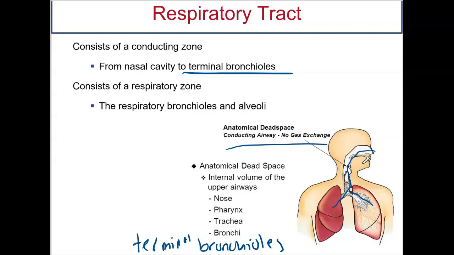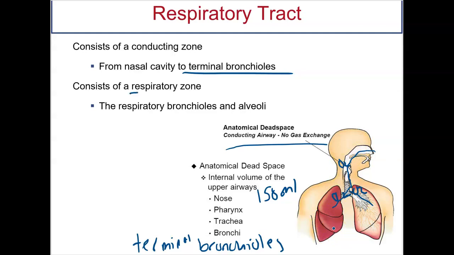So the conducting zone is important. It helps to moisten, humidify the air, filter the air, warm it up. So it has important functions, but it never actually gets down in the alveoli, so it doesn't participate in gas exchange. So any of the oxygen that's in this area does not get into your blood. And so we call this area the anatomical dead space. So it's the air that's in the conducting zone. It's about 150 mLs, and it's just the air that you inhale and exhale. So you inhale and you exhale, and it just never makes it all the way down deep into the alveoli.